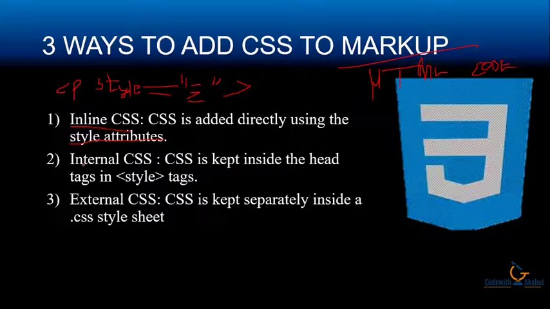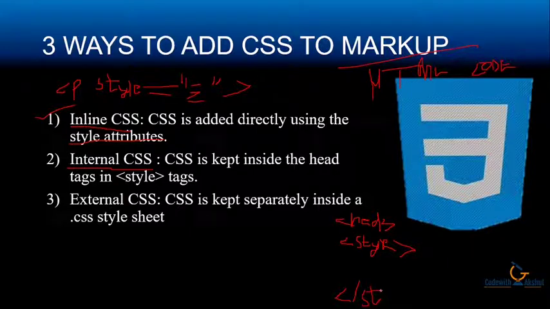The next one is internal CSS. Internal CSS is kept inside the head tag and style tags. So we will have a head tag here, above the body tag. We will put a style tag here, instead of a style attribute. We will also close it like we close tags, and here all of our code and the selectors will come. Okay, there is one more way left.